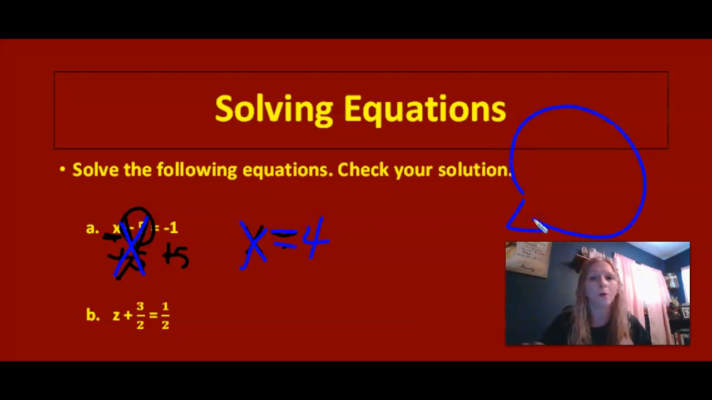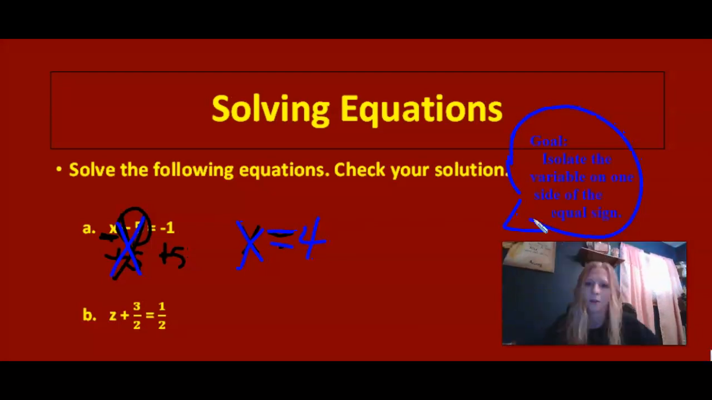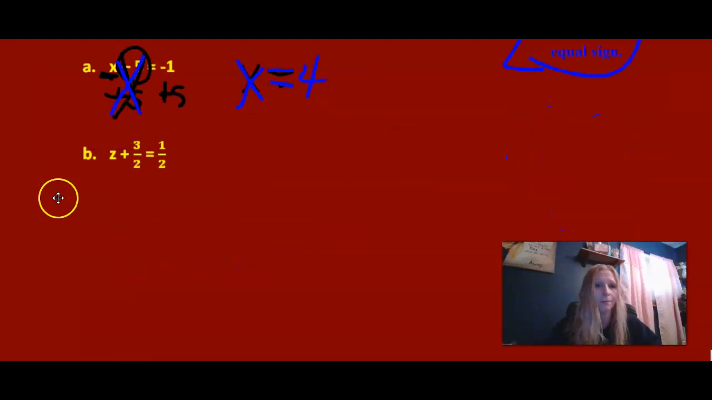Our ultimate goal when we're solving any equation is to isolate the variable, find out what that missing number is, right? So that's exactly what we're going to do. And again, that just means we're wanting that variable all by itself on one side of the equal sign. All right, let's go ahead and do that next example.